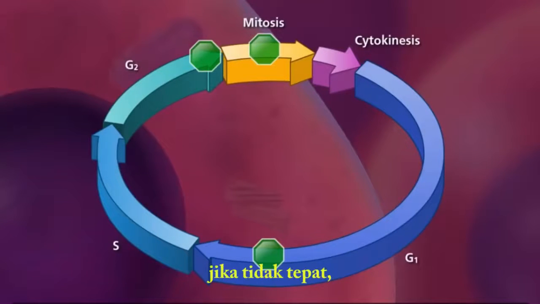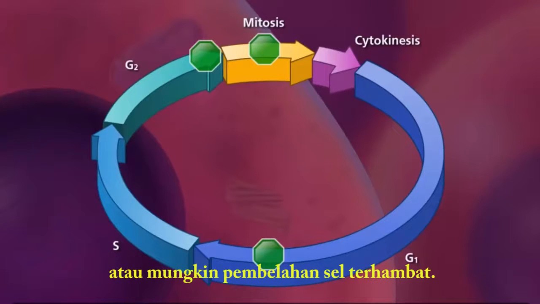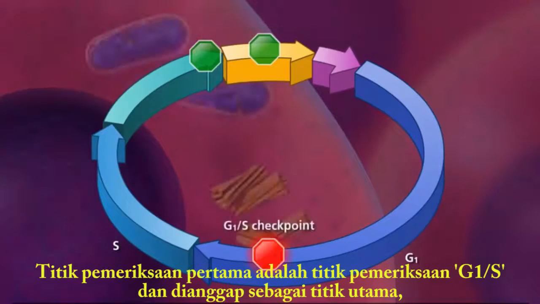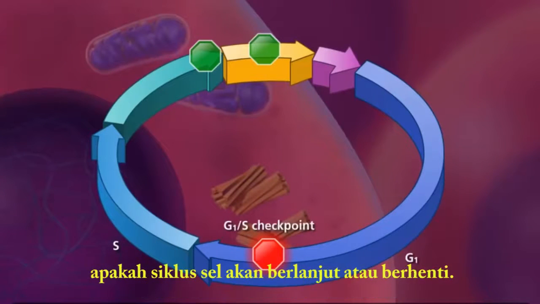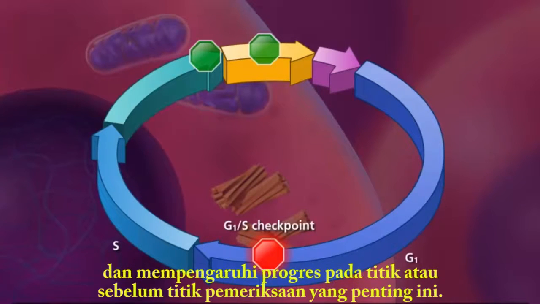During the cell cycle, certain checkpoints are encountered to make sure the process is occurring accurately. And if it is not, the cell cycle will stop at the checkpoint and correct, or possibly inhibit that cell from dividing. The first checkpoint is the G1S checkpoint and is considered the primary point at which the cell cycle continues or stops. External signals and growth factors can influence the cell cycle, and affect the progress at or before this critical checkpoint.